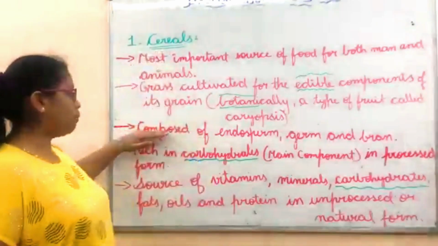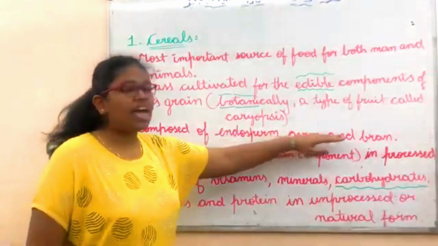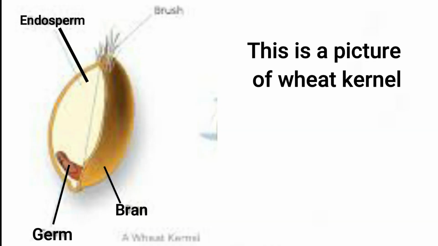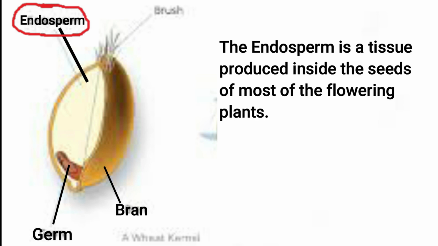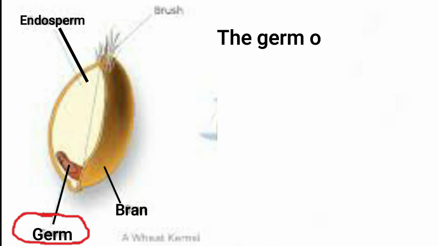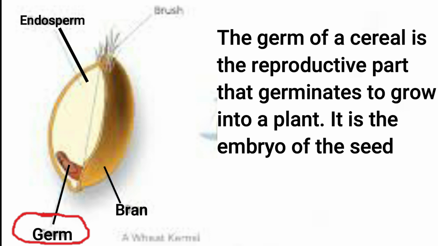Composition: the cereals are composed of endosperm, germ, and bran. See the detailed explanation with the pictures. This is the picture of a wheat kernel. This is the endosperm. Actually, the endosperm is a tissue which is produced inside the seeds of most of the flowering plants. This is the germ. We all know that plants grow from seeds. Do you know from which particular part of a seed a plant grows? The plant grows from the germ of a seed. The germ of a cereal is the reproductive part that germinates to grow into a plant, and it is the embryo of the seed.